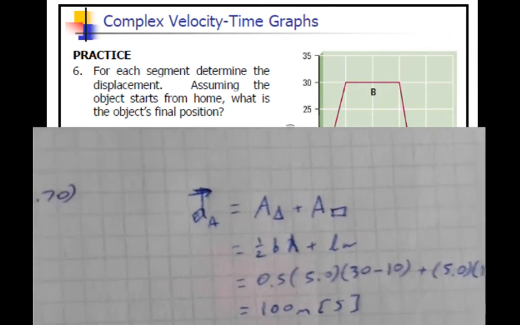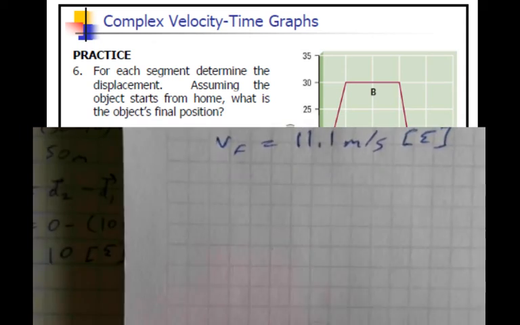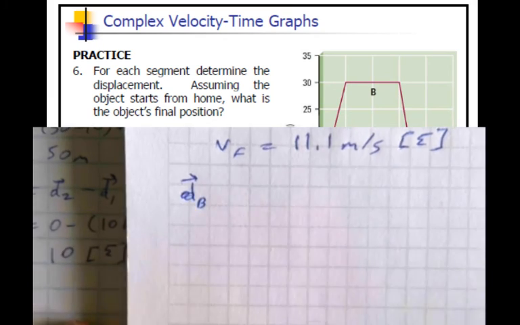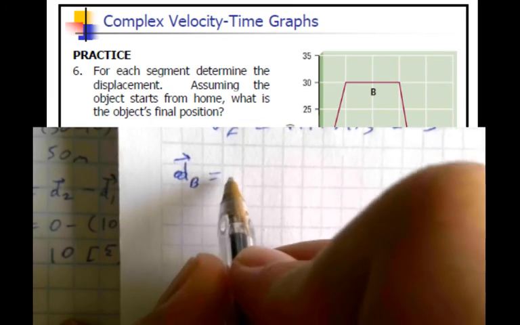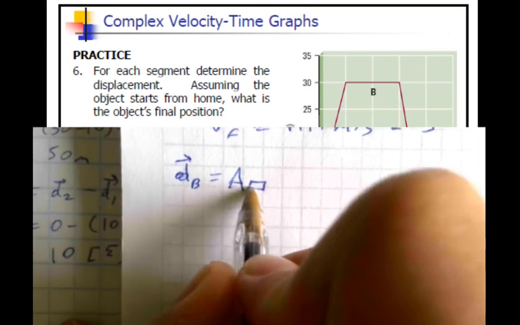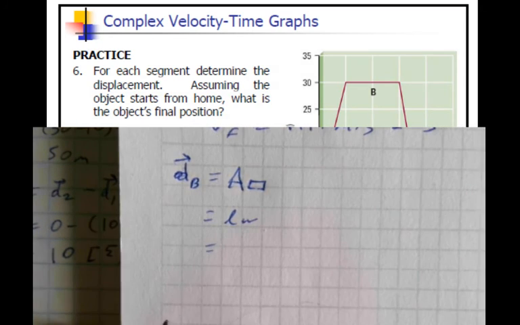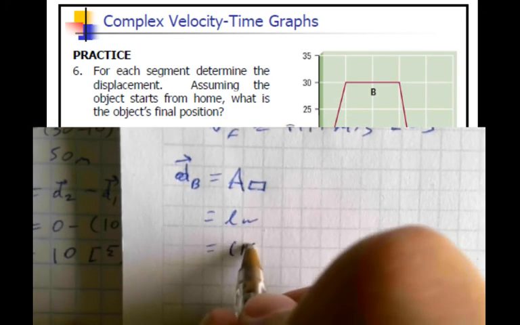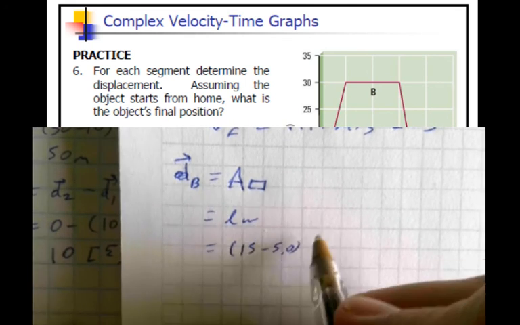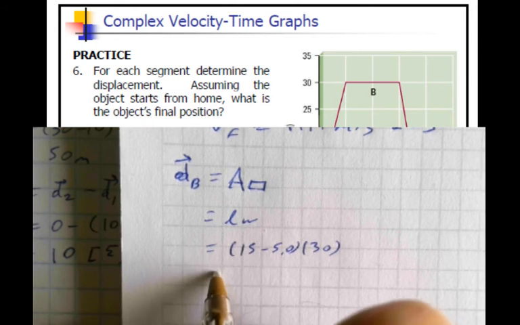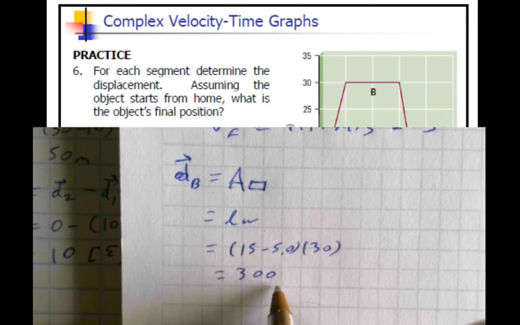Now let's move the camera over and look at our displacement for B. The displacement for B is simply the area of a rectangle. This one's a bit easier because we don't have any acceleration. That is the length times width. The length here would be 15 seconds minus 5 seconds, and the height, or the width, would be 30. That gets us to 300 meters in the south direction.